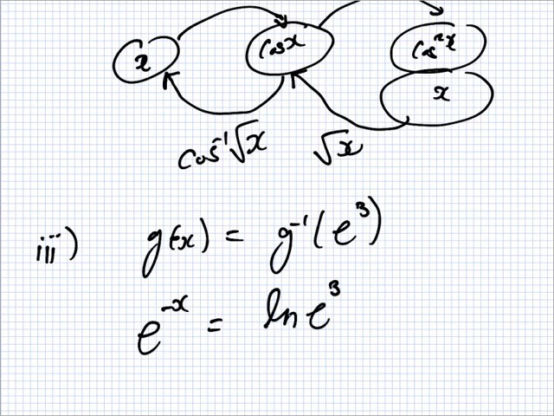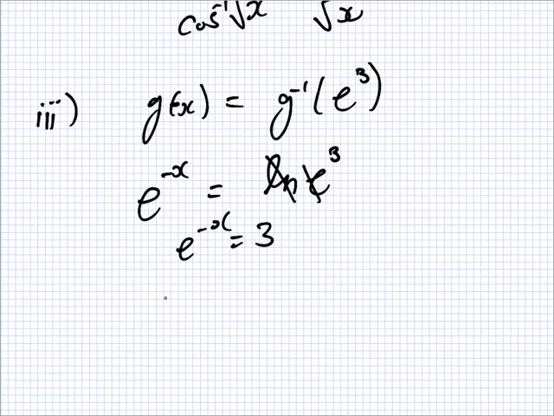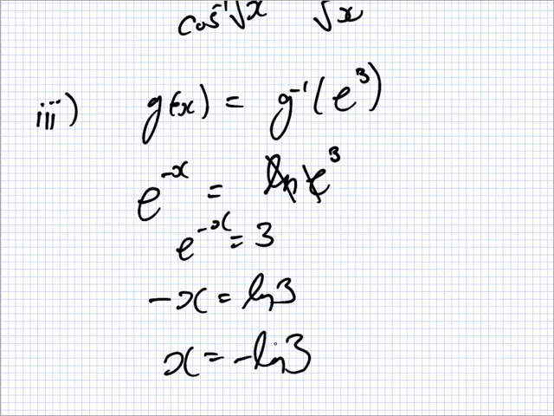What happens with log and e? Cancel. So you have e^(-x) equals 3. How can I cancel the e? With a log. Yes. So I get minus X equals log 3. So X equals minus log 3. You leave it like that, because they say exact value.